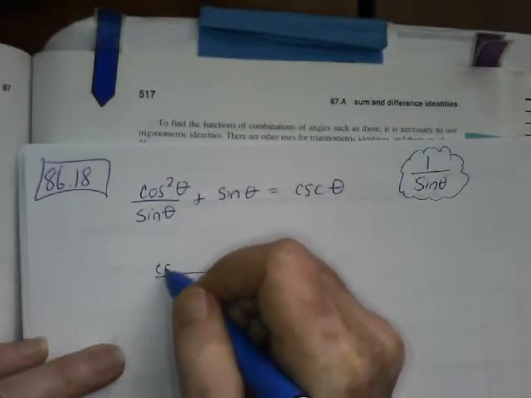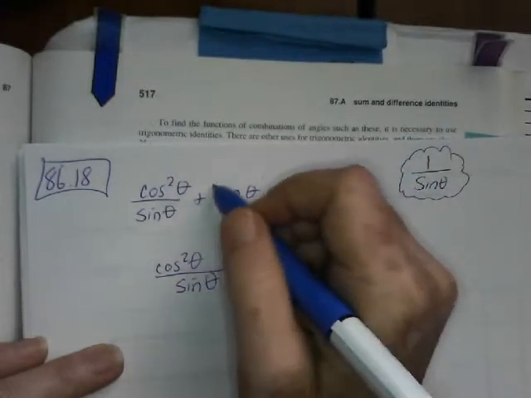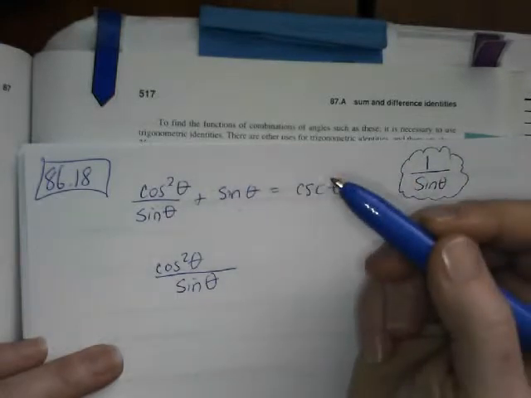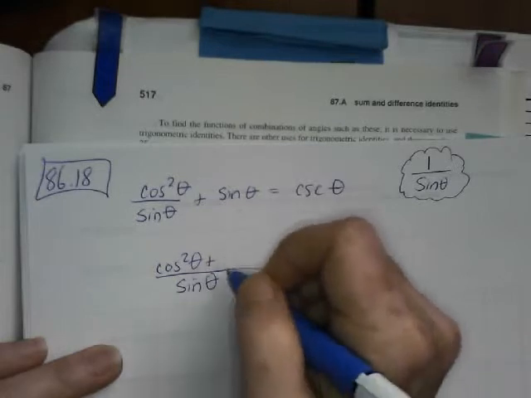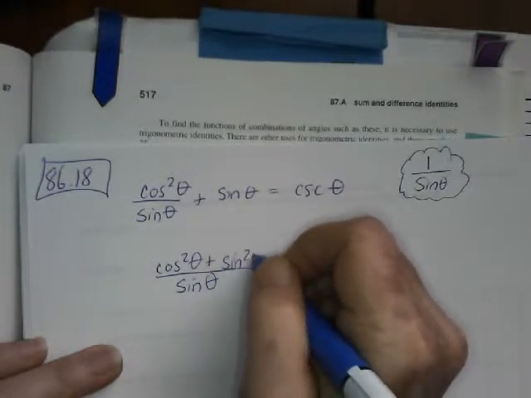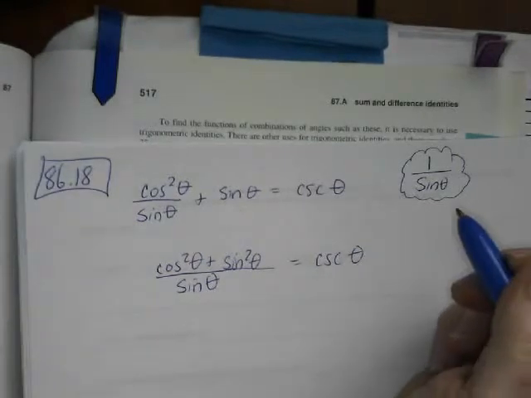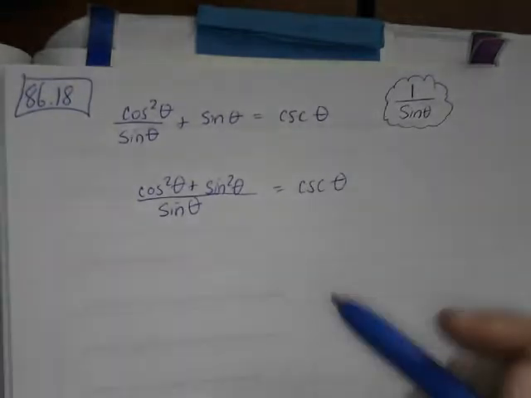So this one's still cosine squared theta. But for this to have a sine theta on the bottom, I'd have to multiply by sine theta on the bottom and on the top. So that's why I'm going to write this as sine squared theta. Oh, well, I'm already very happy with that outcome.